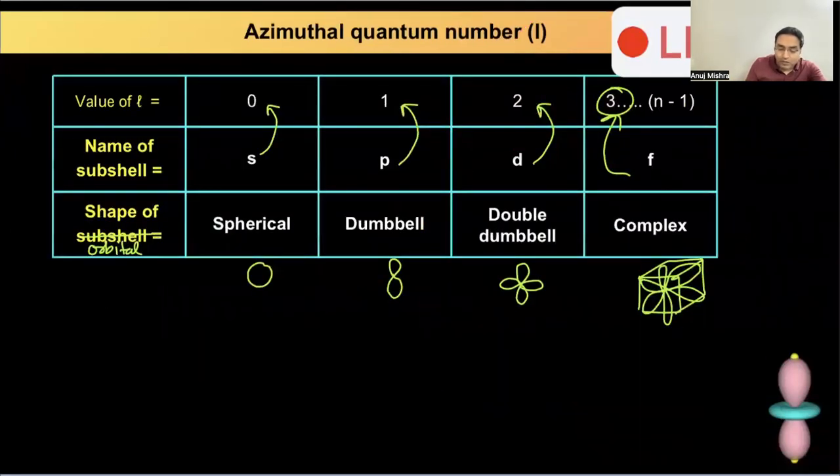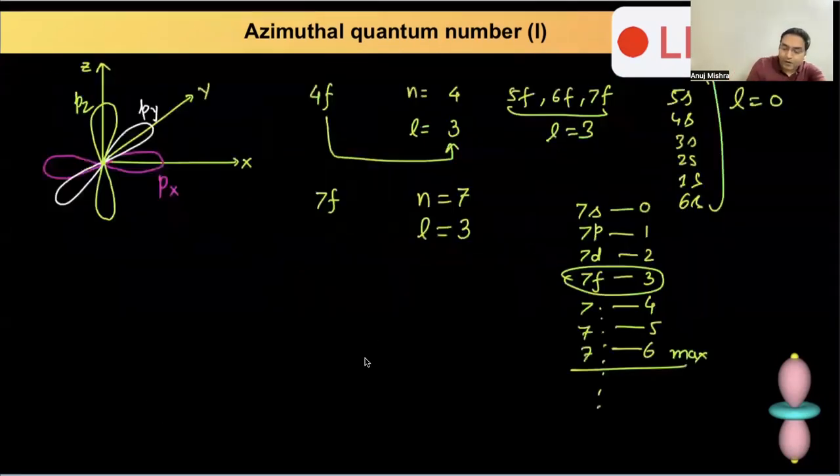Next is n equals 7. The values are 0, 1, 2, 3, 4, 5, 6, and so on. Now come to this discussion. Spherical, dumbbell, double dumbbell, complex. These are the shapes for the given subshell, or rather the orbital shapes, which are kept inside the subshell table, or subshell overview. Fine. Up to this, I hope everything is clear to everyone.